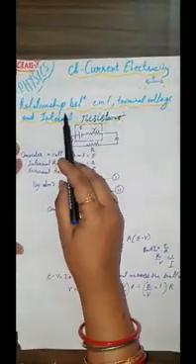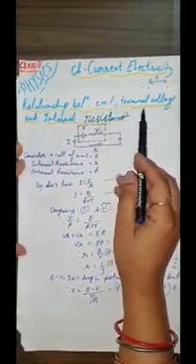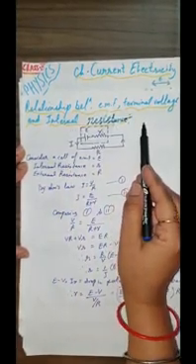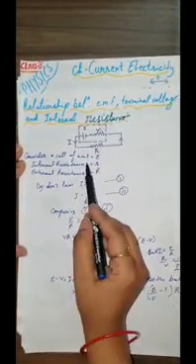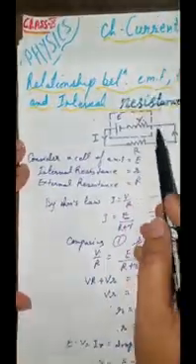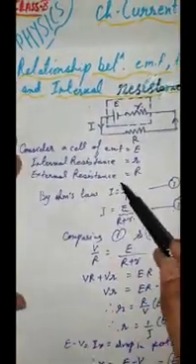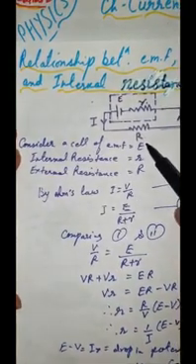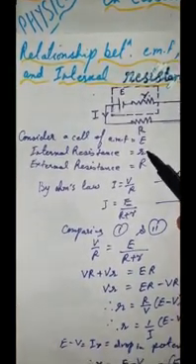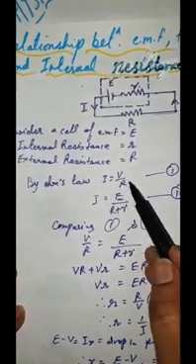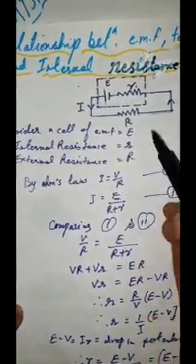Children, we will do the relationship between EMF, terminal voltage and internal resistance of a cell. First, consider a cell of EMF E. We see this figure, and internal resistance small r, external resistance capital R. Now we know that from Ohm's law, I is equal to V by R.